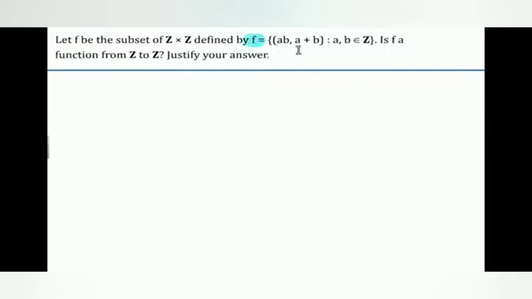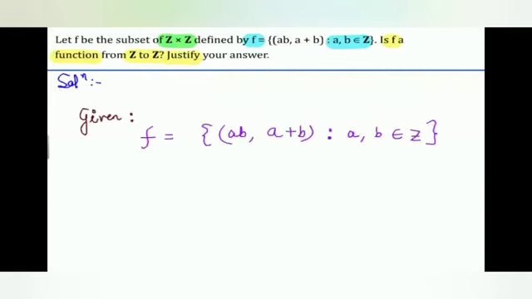Let f be the subset of Z × Z defined by f = {(ab, a+b) : a, b ∈ Z}. Is f a function from Z to Z? Justify your answer.